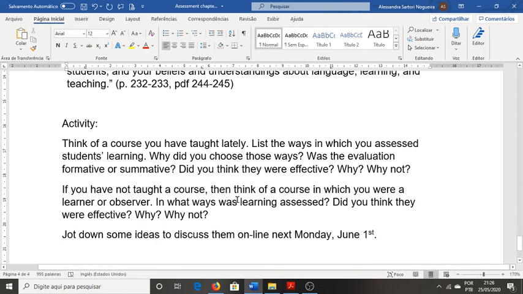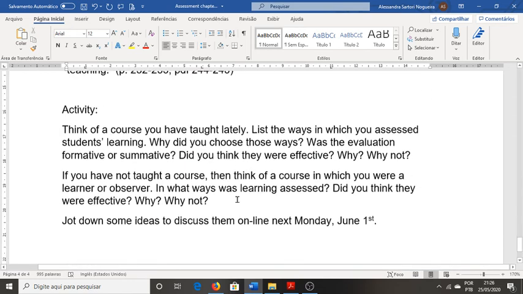Well, and an activity for next class. Think of a course you have taught lately. List the ways in which you assess the student's learning. Why did you choose those ways? Was the evaluation formative or summative? Did you think they were effective? Why or why not?